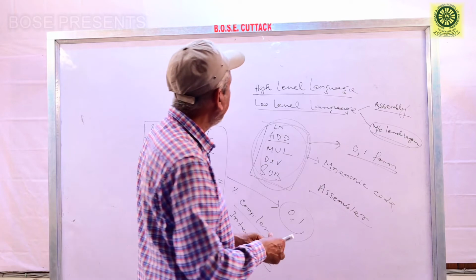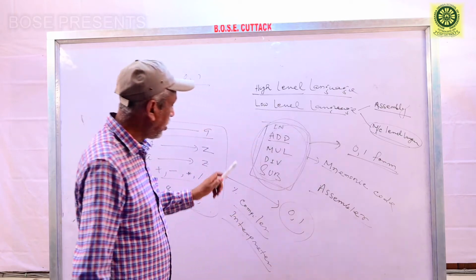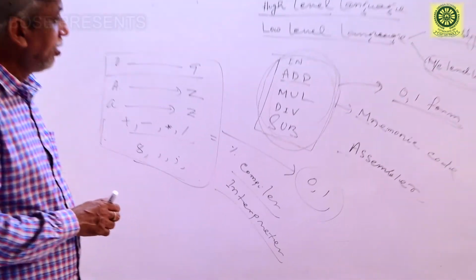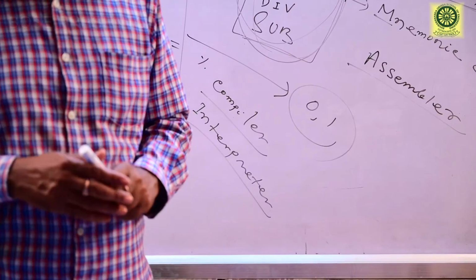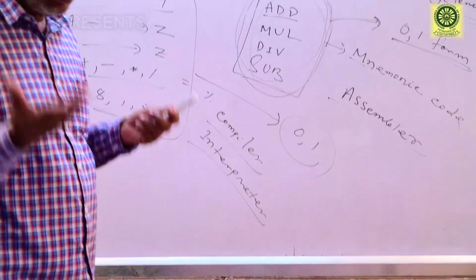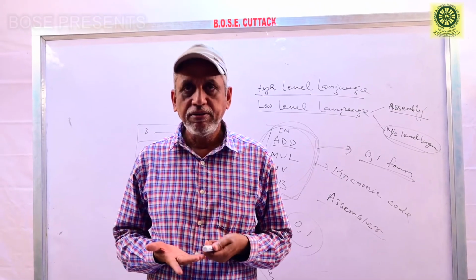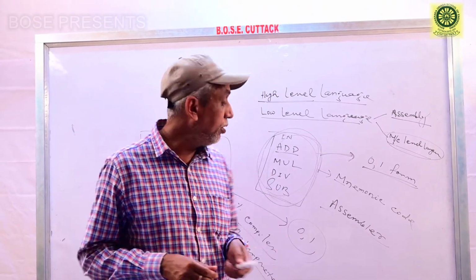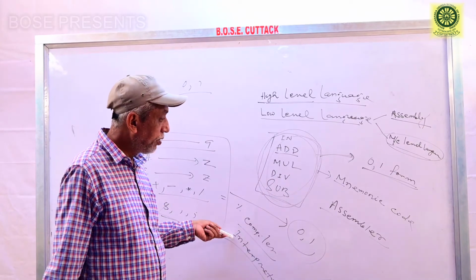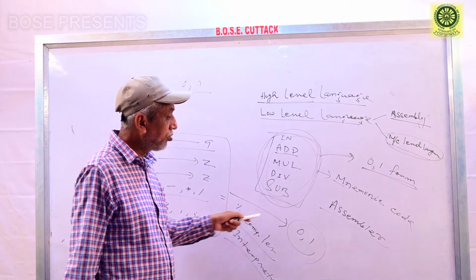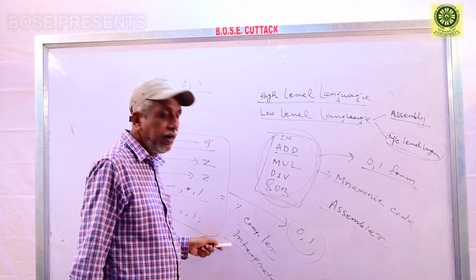So three translators are there basically. One important question in the SCBT exam: what is a translator, how many types of translators are there, what is the difference between compiler and interpreter, and write short notes on assembler, compiler and interpreter.